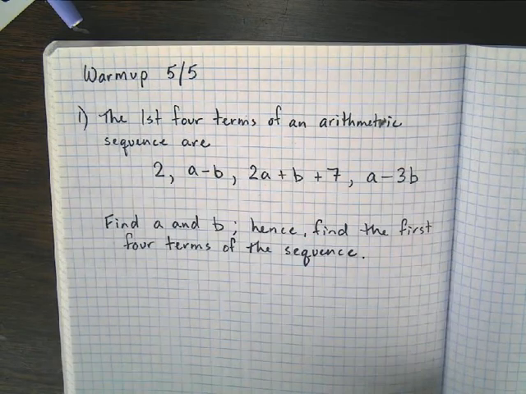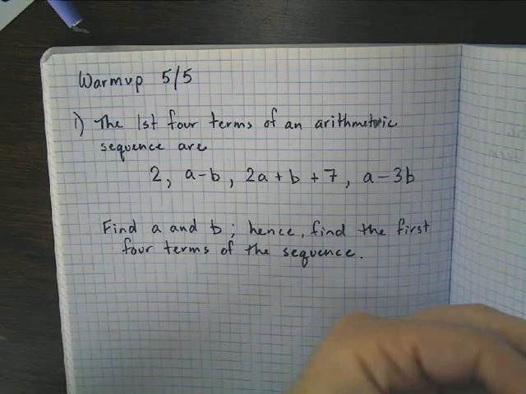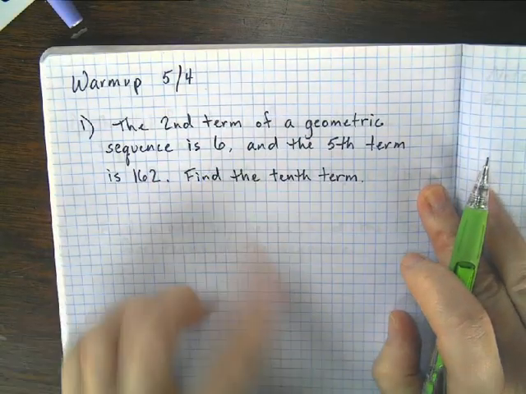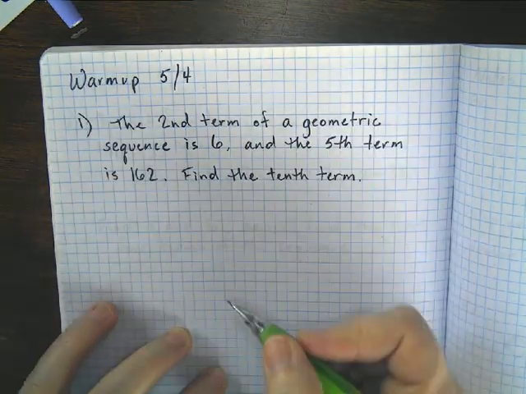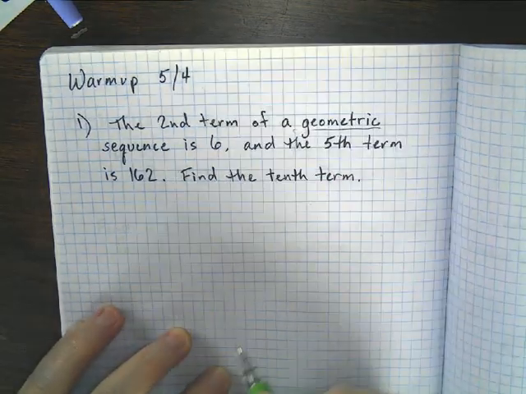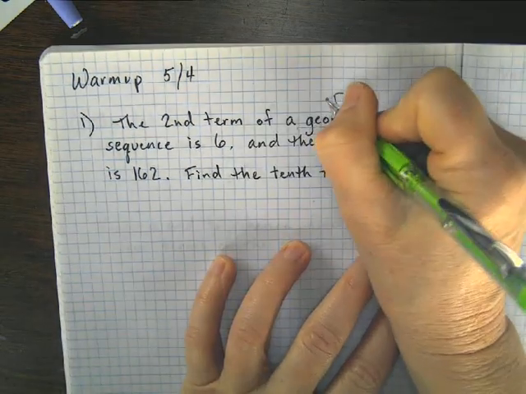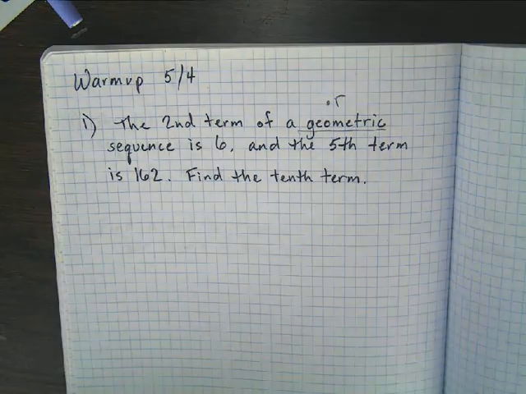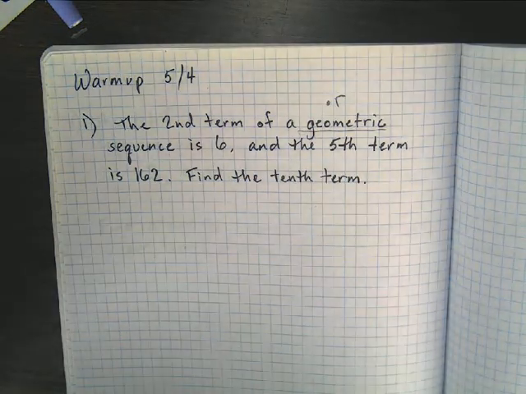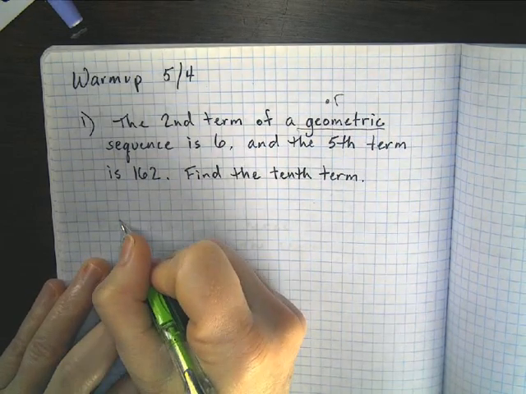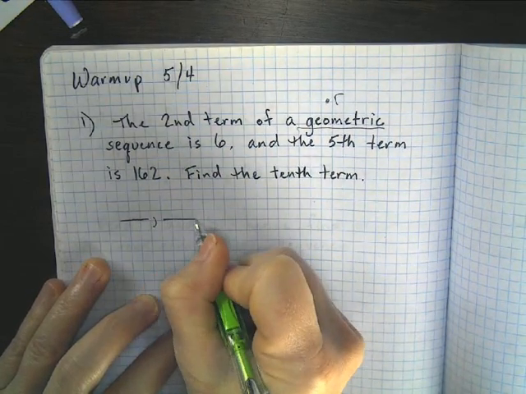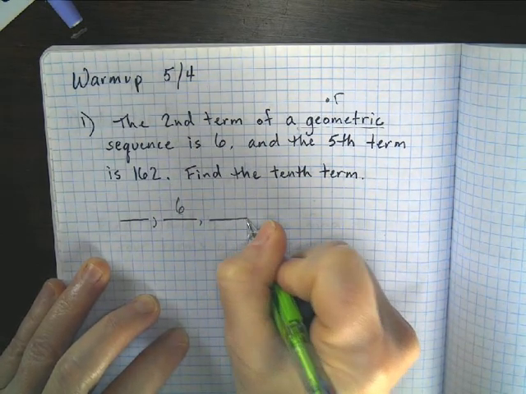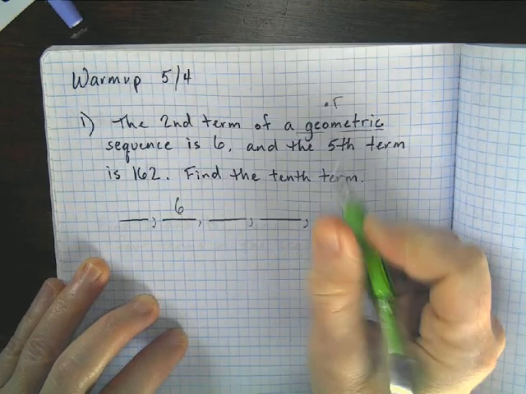Let's go back and look at yesterday's. So yesterday's warm-up, the second term of a geometric sequence is 6, and the fifth term is 162. Okay, so I know it's geometric, so I know I'm going to be multiplying by some number r to get each number in the sequence. I don't know the first term. The second term, I do know. The second term is 6. I don't know the third, I don't know the fourth, and the fifth term is 162.